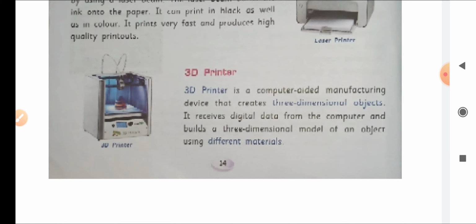If you want a 3D object, in the sense you want something really in your hand, that you can hold actually, or that you can see actually, that type of things or objects can be printed in a 3D printer. How does it print?